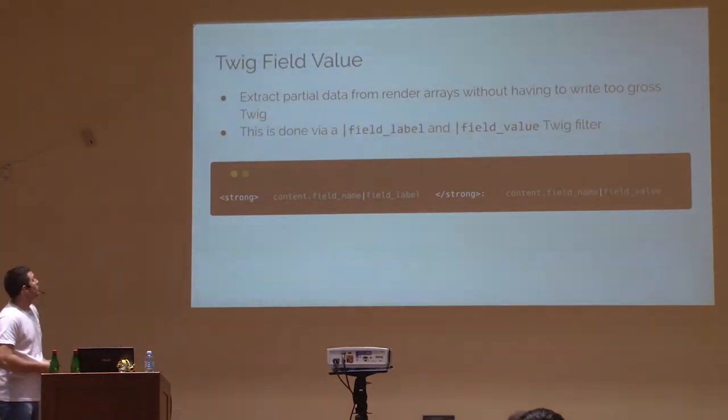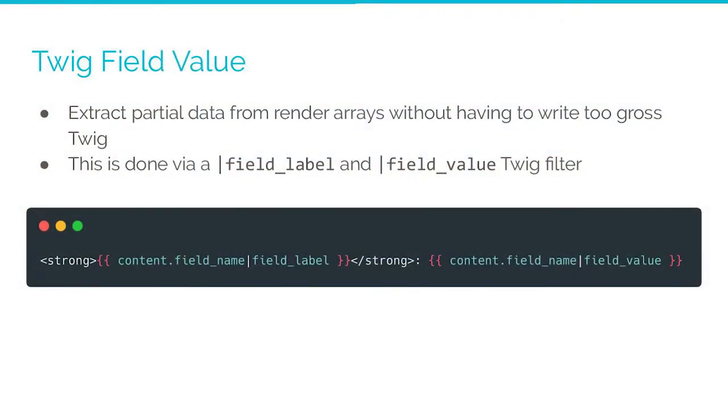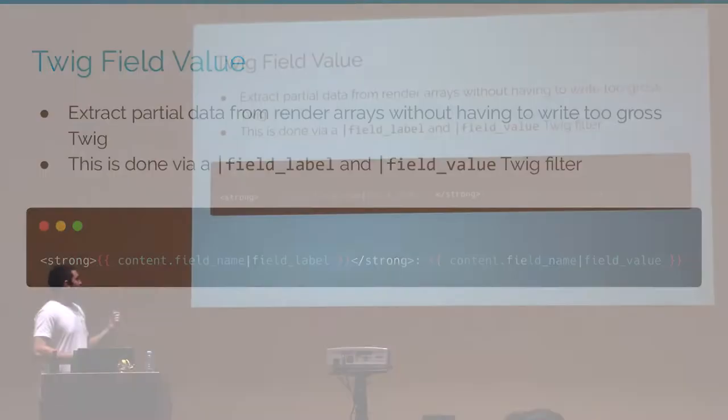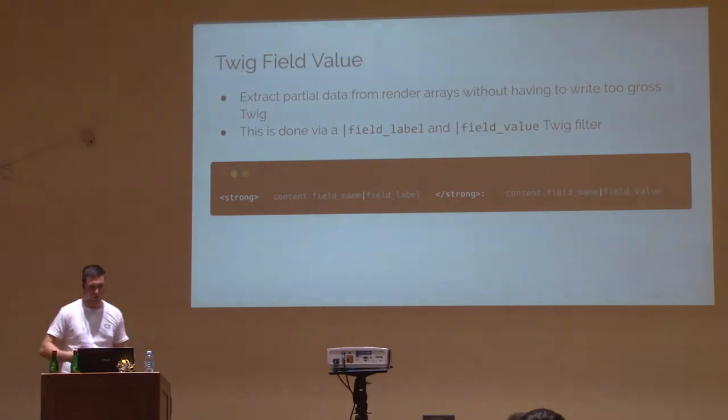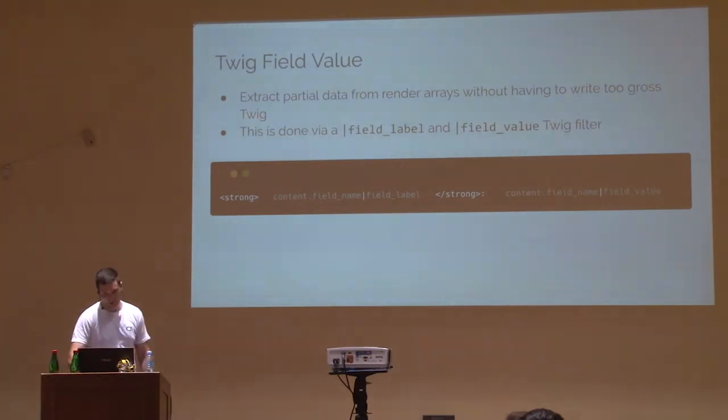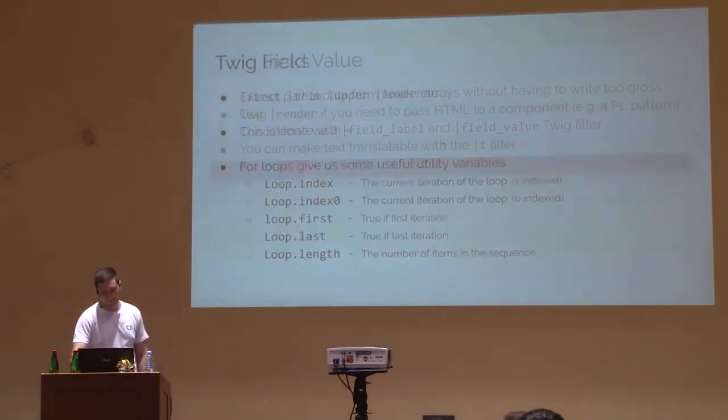There is, of course, the Twig field value module that allows us to write better Twig and to more easily get the field label, for example, or the field value of a specific field. Because when you have rendered arrays, sometimes those variables that you need to use look too long or not too good looking. It's easier to read this way. So this module helps.